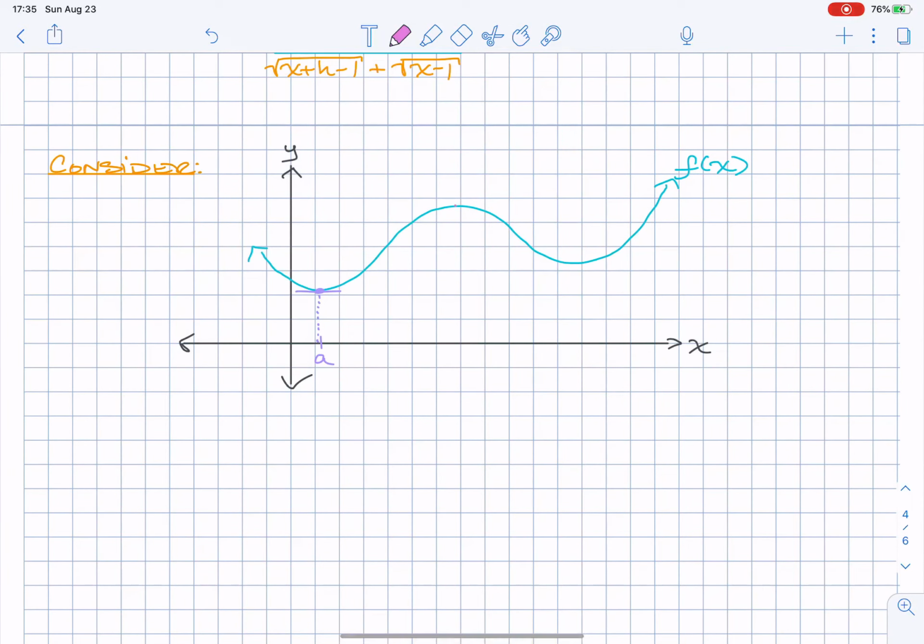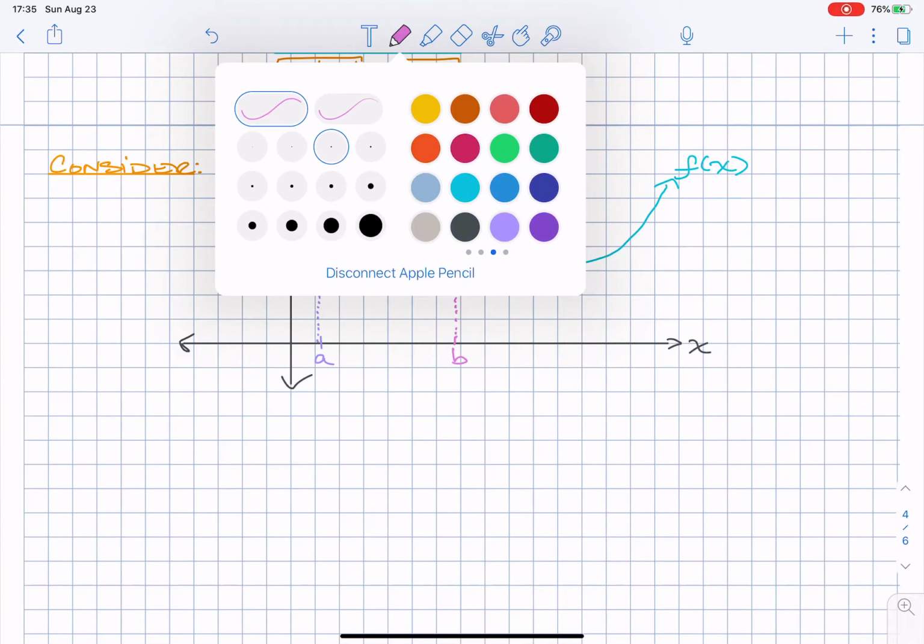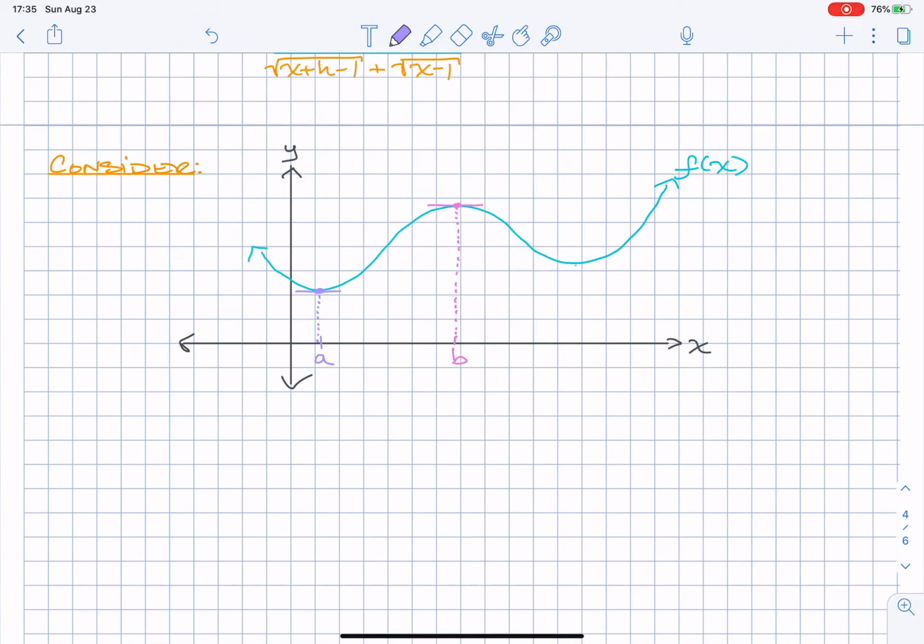And at this point, maybe about here, looks like we've hit a peak of sorts. Let's call this B, which looks like it's locally a little maximum. And once again, looks like about here. Let's call this point about C. Looks like I've hit another, what looks like a minimum locally.